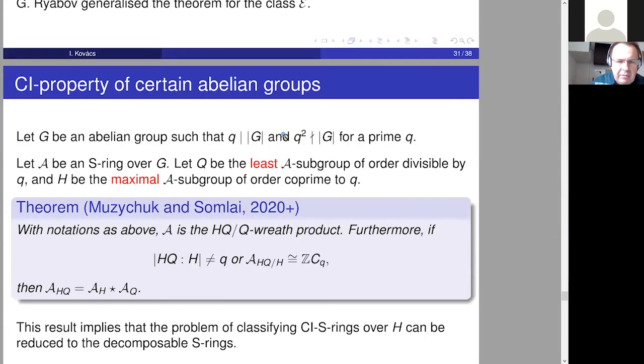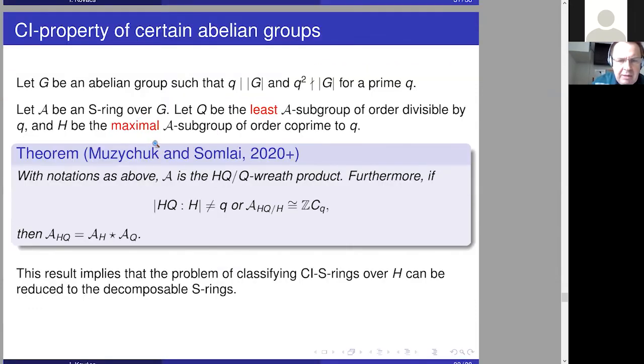Okay, so actually the last ingredient in the proof, which is a very important result, was proved recently by Misha Muzychuk and Gábor Somlai. So they managed to prove this very nice description of S-rings over abelian groups of very special order. So the abelian group has a prime divisor Q, but Q squared doesn't divide the order of the group.